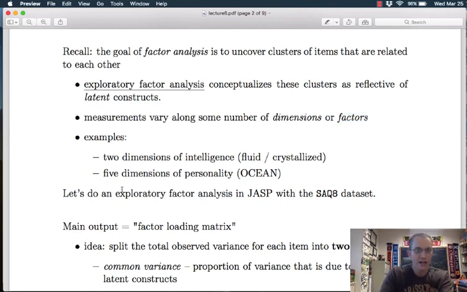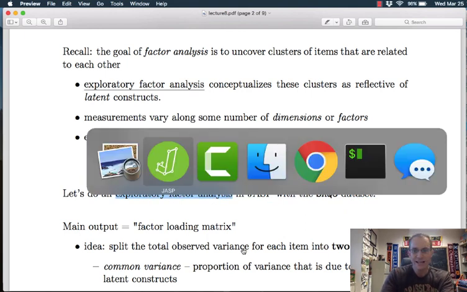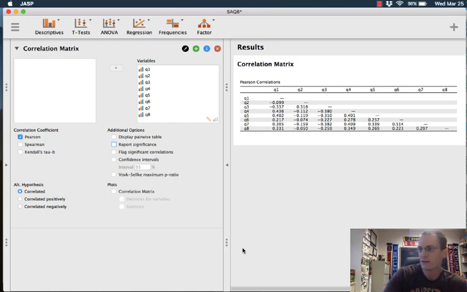So let's go back to JASP and let's just do an exploratory factor analysis. It's really easy to do. We'll actually spend more of our time figuring out what it's saying. So this assumes, of course, you have a reasonably current version of JASP. I don't remember exactly when factor analysis was added, but you'll need to make sure that your version is as new as possible. So if you haven't updated JASP in a while, now might be a good time to do so.